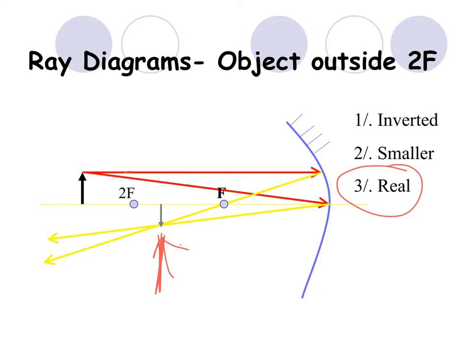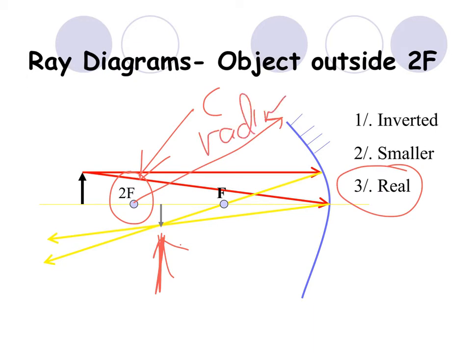Now 2F here is a very important point. This is the centre of curvature, C. It's the centre of the circle of which the mirror is an arc, a part of the outside of the circle. So the distance from 2F to the mirror, that's the radius. And F is halfway along the radius. So they're all fairly important points, which perhaps I don't stress enough. As you can see from the diagram, we also have an inverted image. It's upside down and it's smaller. Okay, it's smaller and inverted.